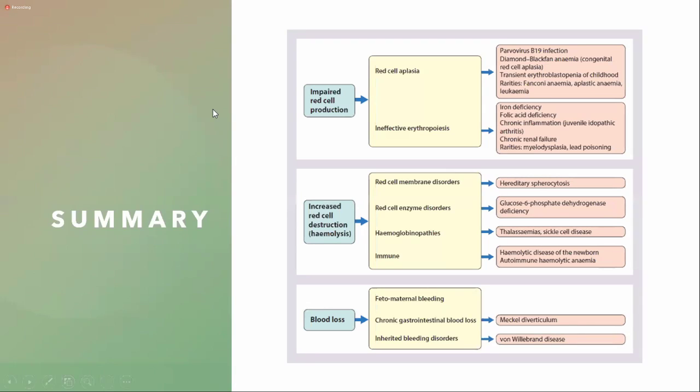Okay. When there is impaired red cell production, we know that when there is anemia, our body cannot compensate because there is a problem at the initial point of red blood cell production. So it will cause a low reticulocyte count. Usually we can find the reticulocyte count is low in this set of diseases under impaired production. However, in hemolysis, usually the reticulocyte count can be normal.